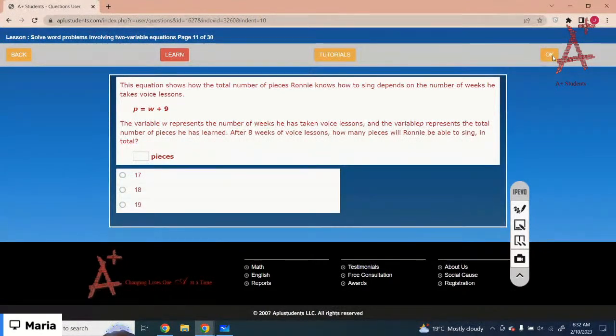So it is W equals 8. Just put the value in the equation. So 8 plus 9 equals... Yes, the correct option is 17. Got it? 9 plus 8 is 17. The correct option is 17, not 18. Got it?